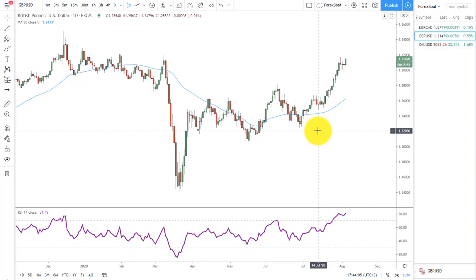Today is Victor with you as usual, and today we will be doing analysis rather than the trade idea on the pound versus United States dollar. From what I see, the price action is getting very interesting.